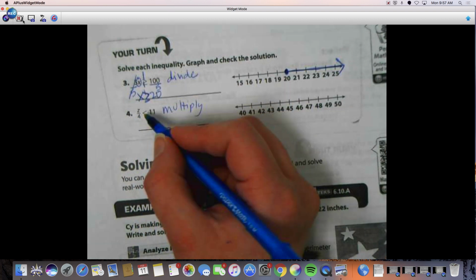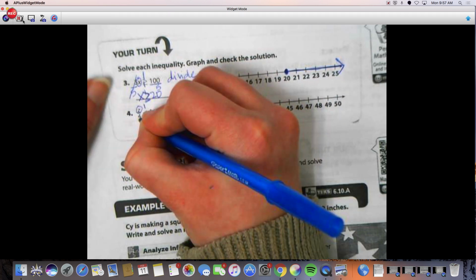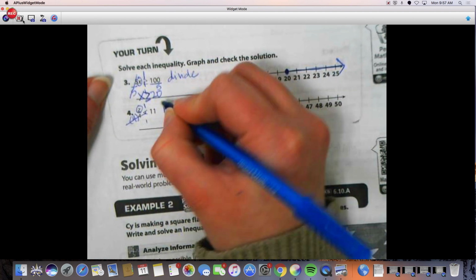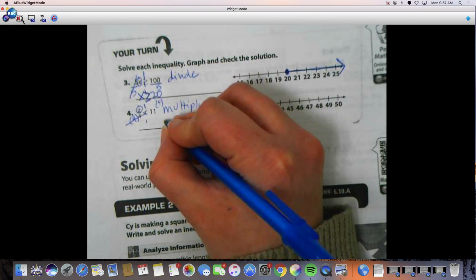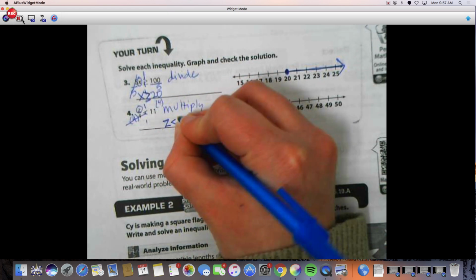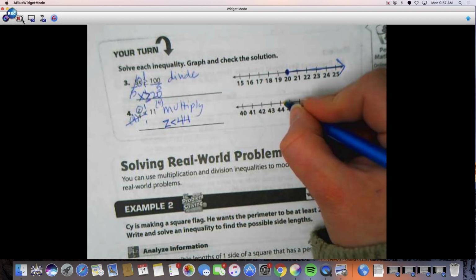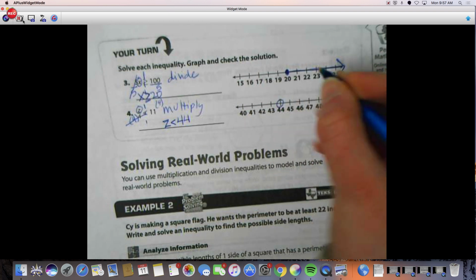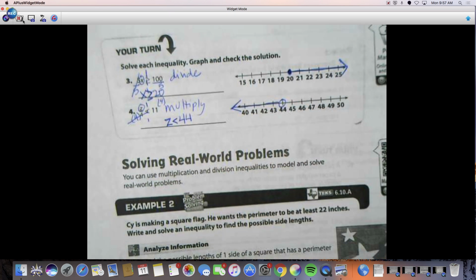Down here, number 4. I circle my variable, build my wall. How do I get rid of that 4? Multiply by 4. That one cancels out, and now what is 11 times 4? 44. So z is less than 44. So I come over here, open circle or closed? Open. And then my sign is that. So I draw my line just like that.